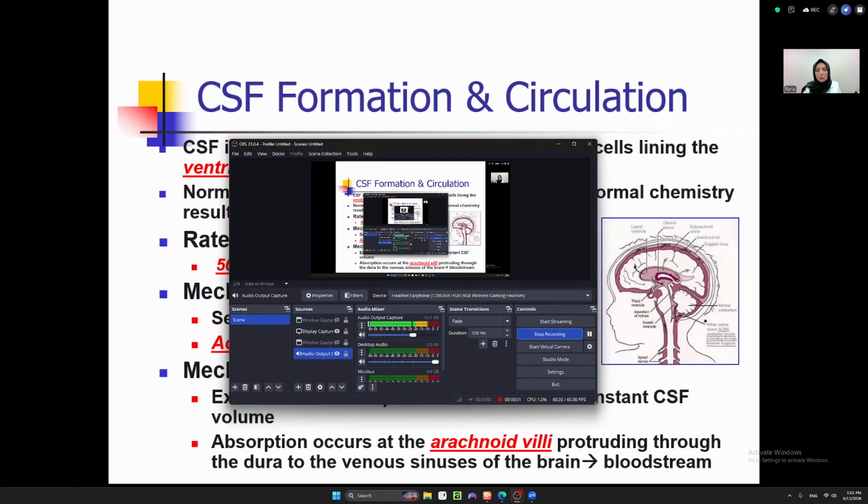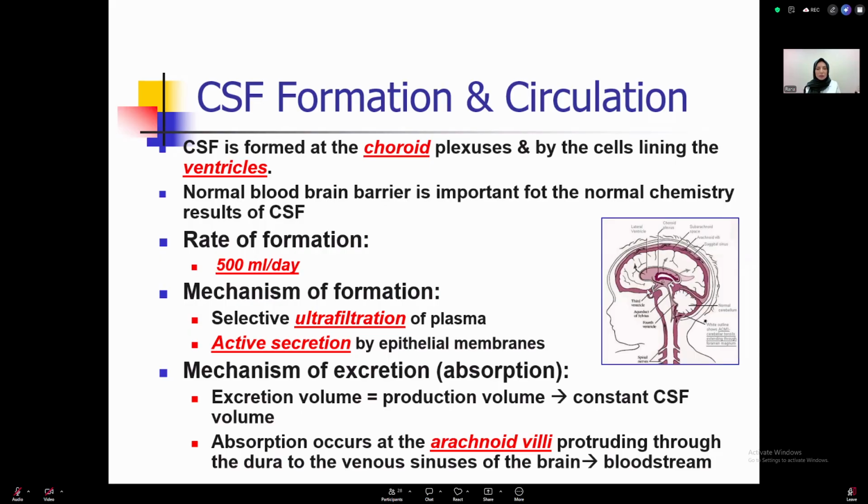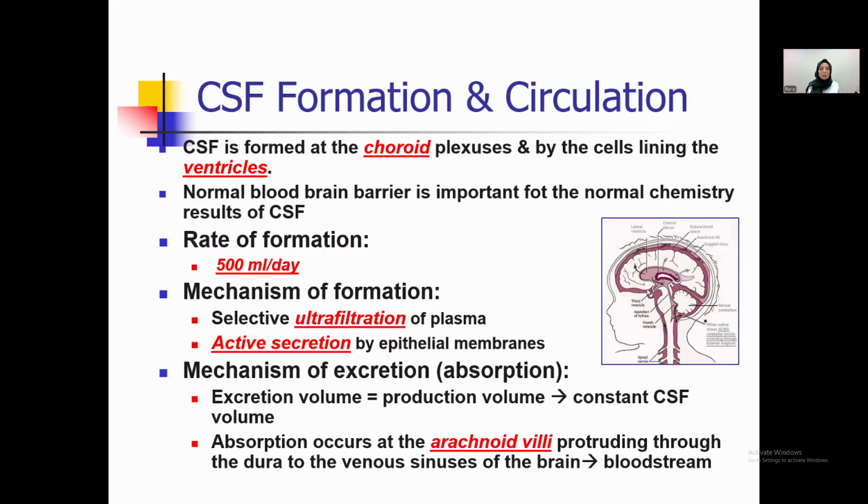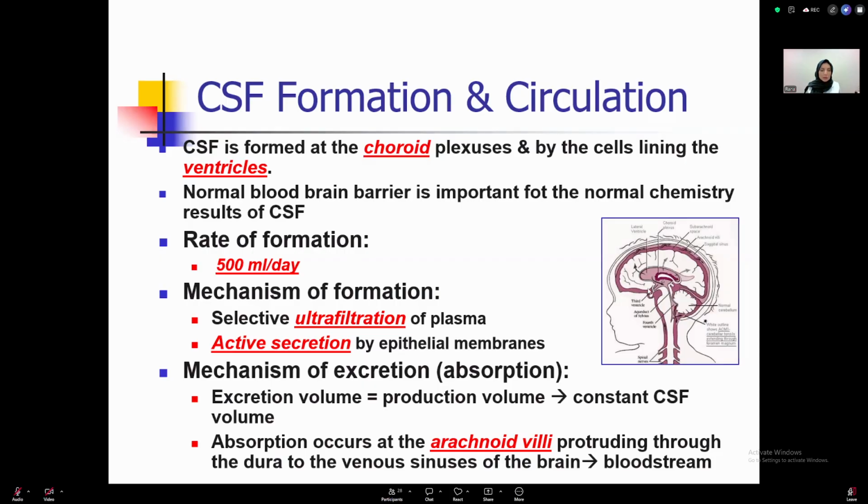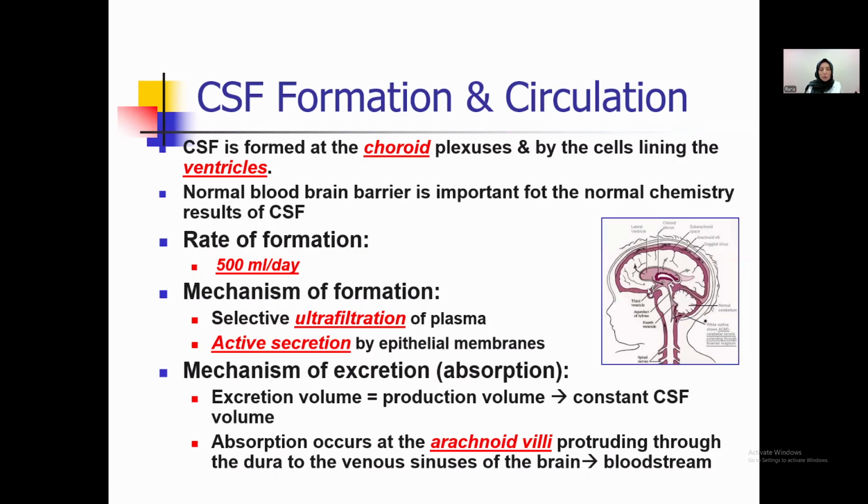Important for normal chemistry results of CSF, and not just for chemistry, for all the components and the function of the CSF. The rate of formation is around 500 milliliters per day, and that's equal to the rate of excretion, which should also be 500 milliliters per day. The formation occurs by selective ultrafiltration, and a small amount, about 20%, by active secretion by the epithelial membrane.